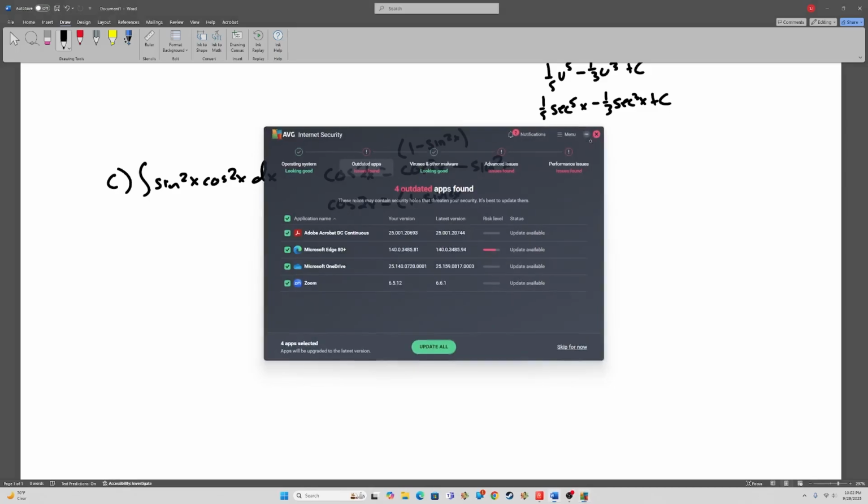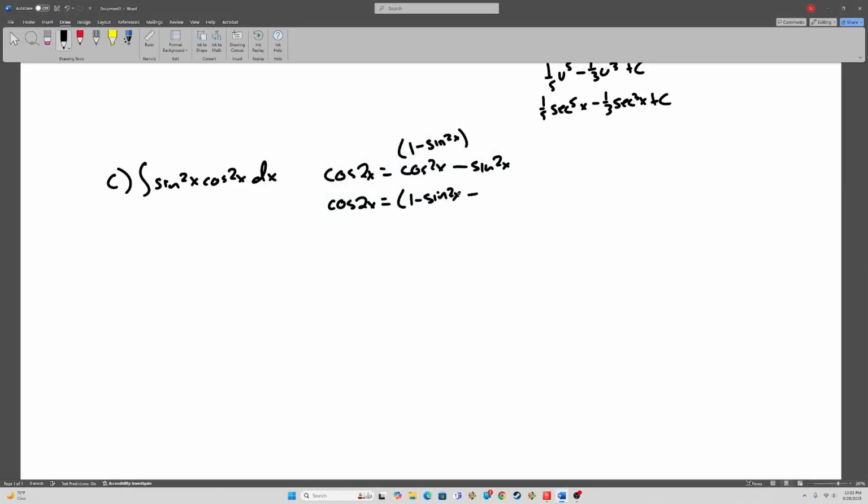These things keep popping up. Minus sine squared x. Well, that's equal to 1 minus 2 sine squared x. So cosine of 2x is equal to that. Well, now we can minus 1. Cosine of 2x minus 1 is equal to negative 2 sine squared x, and divide by negative 2.